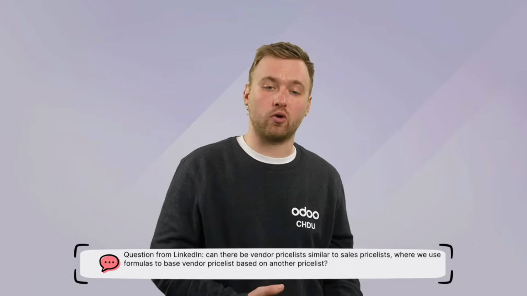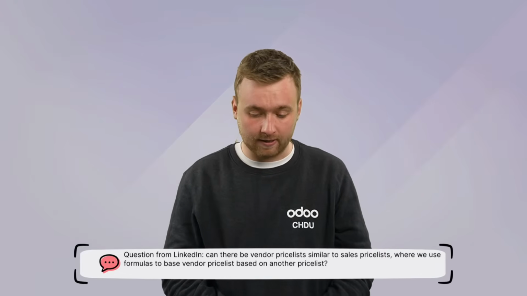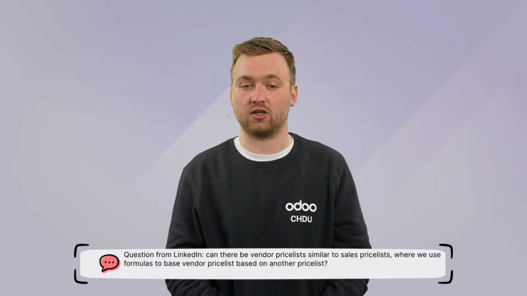Can there be vendor price lists similar to sales price lists, where we use formulas to base a vendor price list on other price lists? Yeah, so usually the vendor price list, you're going to have that in your product form straight away. We can always input code in fields, but this is some development, so this would require maybe Odoo SH to work with. So I would invite you to, again, contact your account manager.